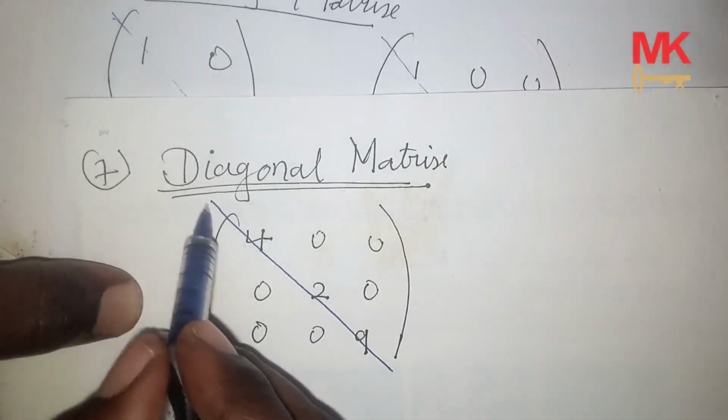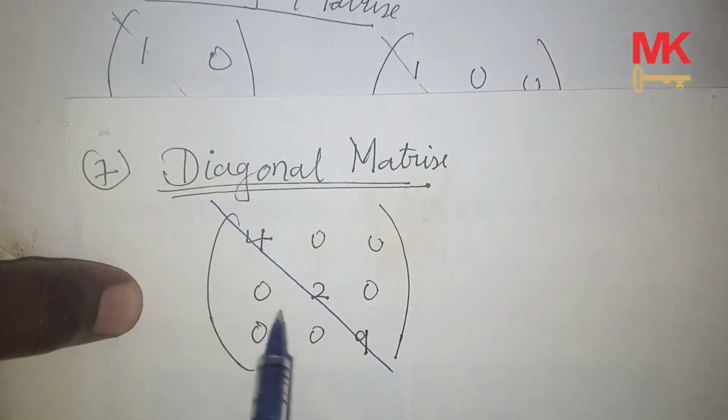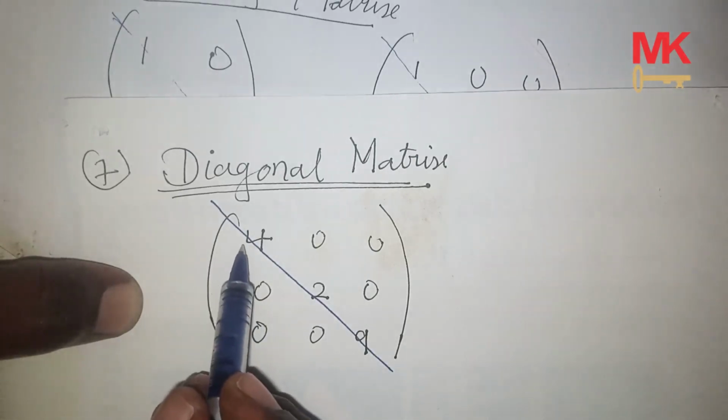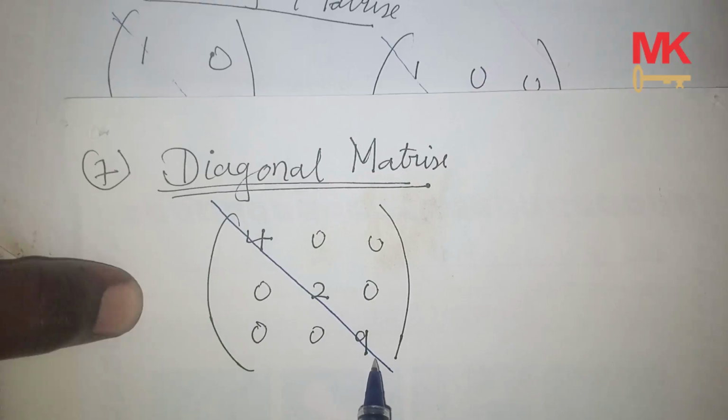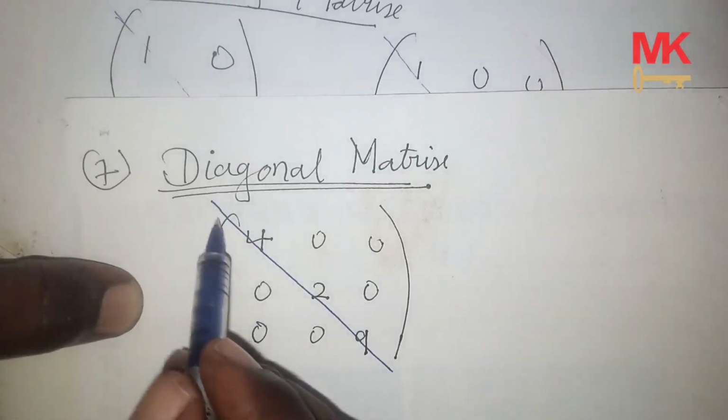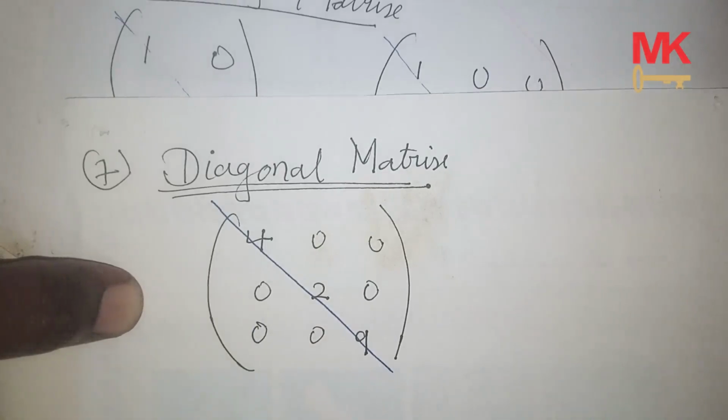So the main diagonal you see here, the elements are not 1. So it's called a diagonal matrix. And every other element you see there is 0. So this is called a diagonal matrix.